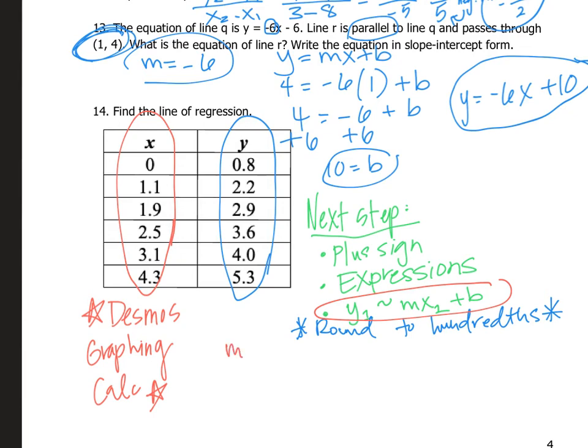So for our M in Desmos, you see 1.02 and there's a 3 afterwards, so I'm just going to leave it at 1.02. And then our B is 0.933, so I'm just going to leave it at 0.93. Okay, and now we just need to write it in y equals mx plus b format. So y equals 1.02x plus 0.93.